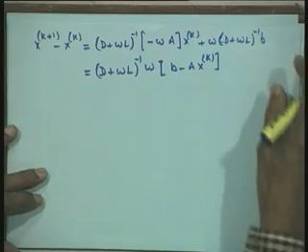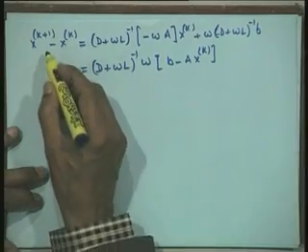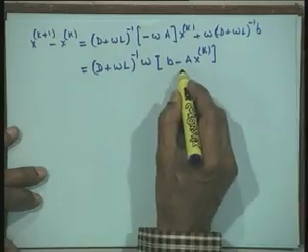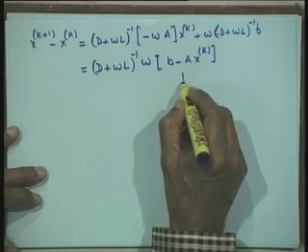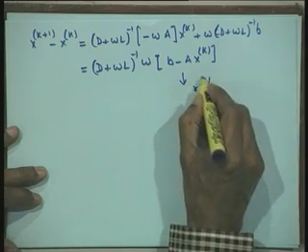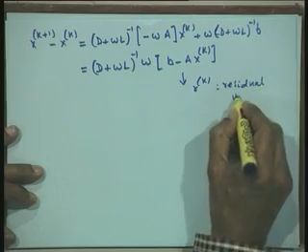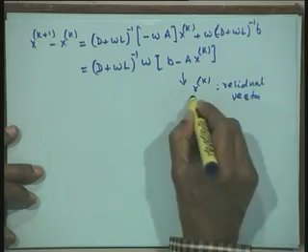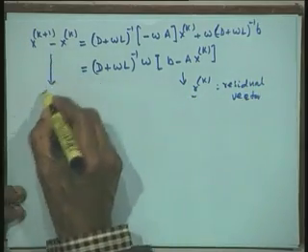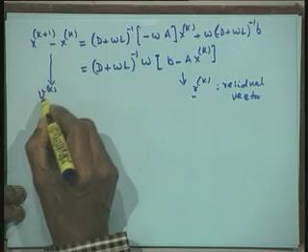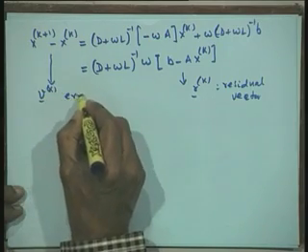Therefore, in the notation that we have used for the Gauss-Seidel method, we call this as V k and this as R k, the residual vector. So, this is our R k, the residual vector, and this is our error in the solution V k. So, this is our error in the solution.